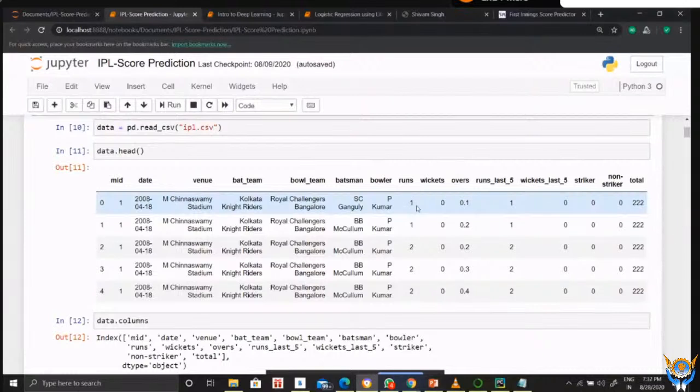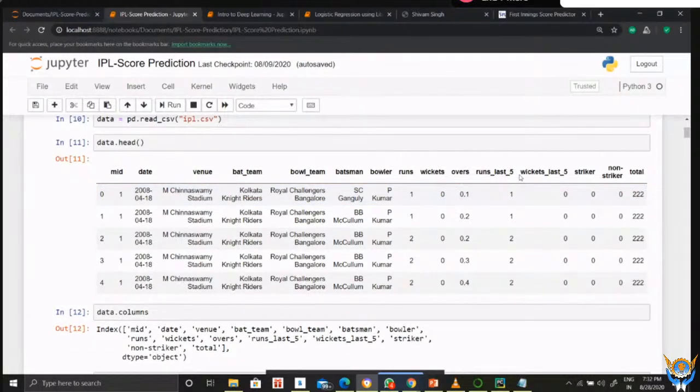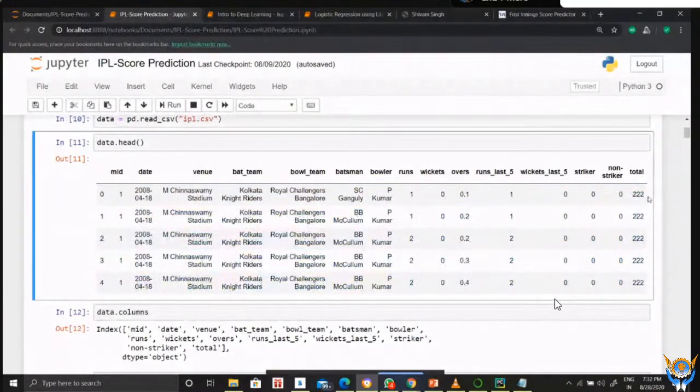Then this is the run which is scored on the very first ball of the over. Runs in last 5 overs, wickets in last 5 overs, striker, non-striker, and total. So this is the total score 222, and I know that Brendon McCullum hit 158 not out in that match, and the total team score was 222.